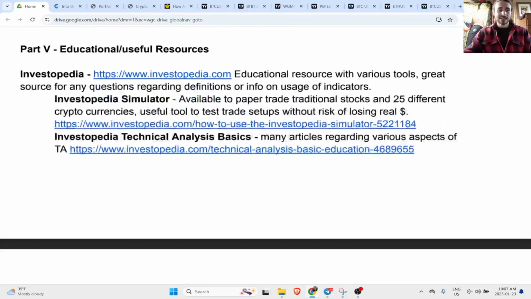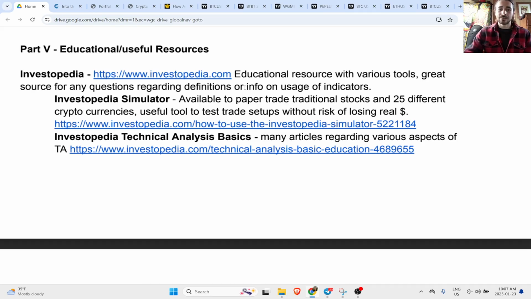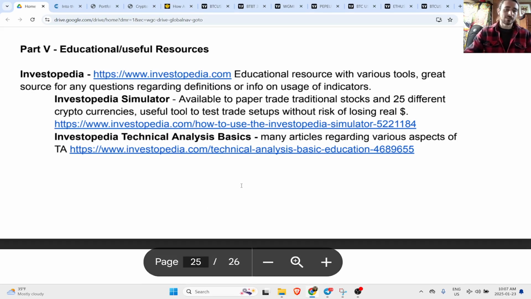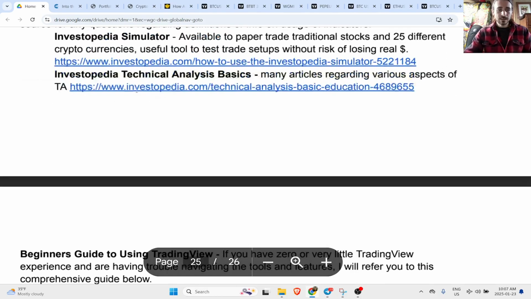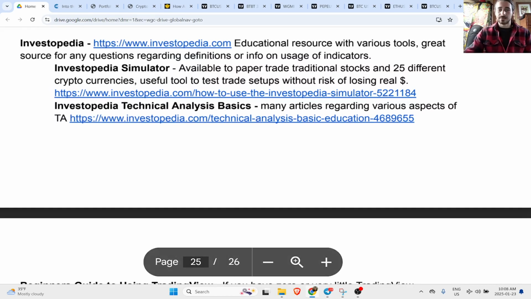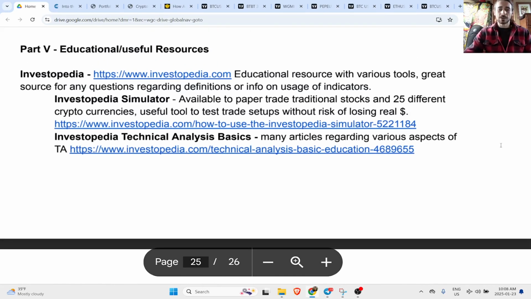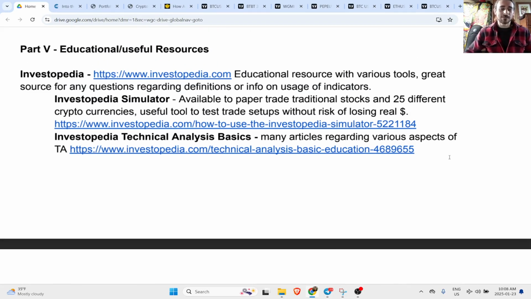And then, lastly, these are just a bunch of educational resources. So Investopedia, it's a great educational resource, various tools, can really help you with any definitions or more info around the indicators. I linked a lot of different Investopedia articles to the indicators that I talked about. We also see Investopedia Technical Analysis Basics, so more articles just about the various aspects of technical analysis. But do keep in mind, you don't want to overcomplicate things. Just by coming up with a strategy, we have a lot of time to learn all these things, so don't try to learn everything at once.